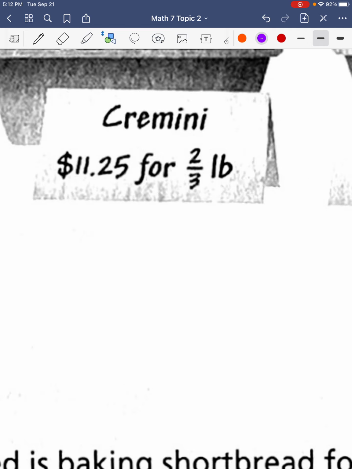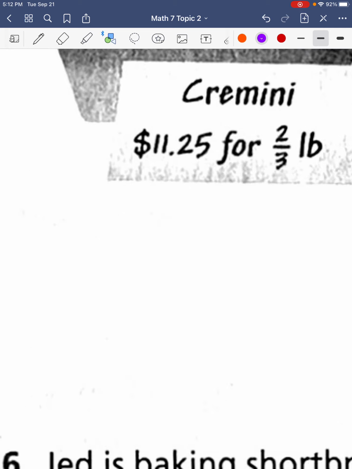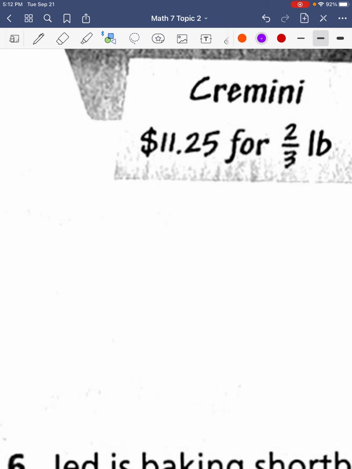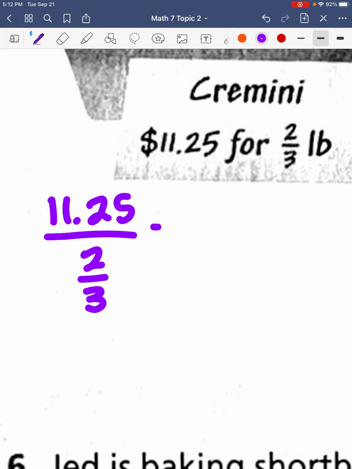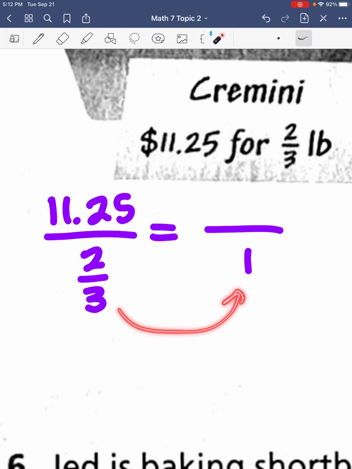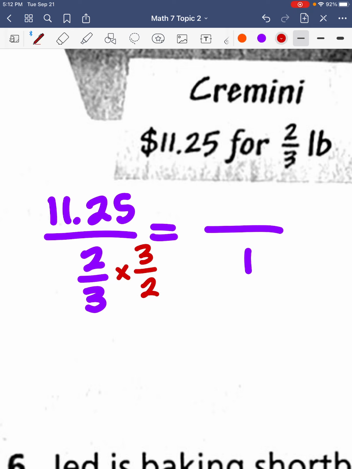They're $11.25 for 2/3 of a pound. So we want to find the unit rate. So we start with 11.25 over 2/3. We want to know, what would that price be for 1 whole pound? So how am I going from 2/3 to 1? Well, I'm multiplying by the reciprocal. So I multiply by 3 over 2.